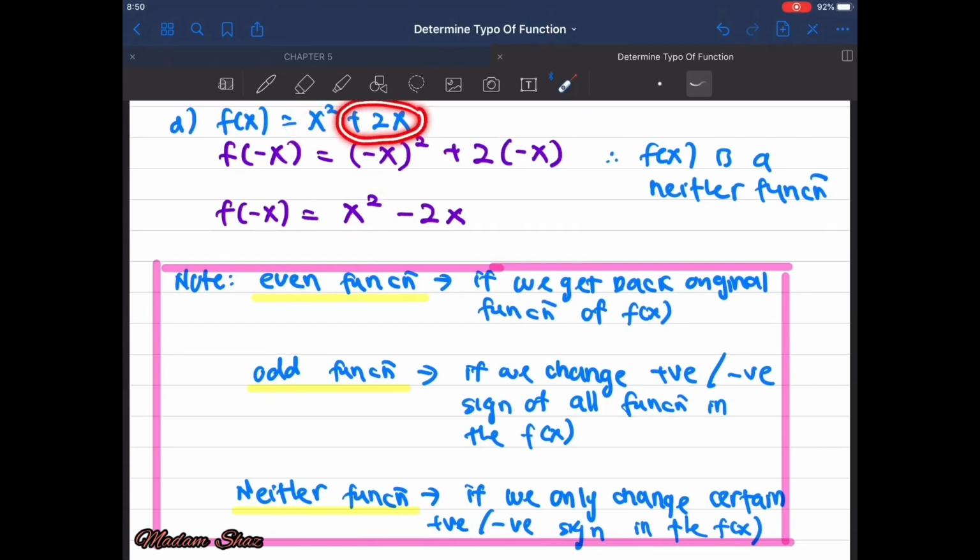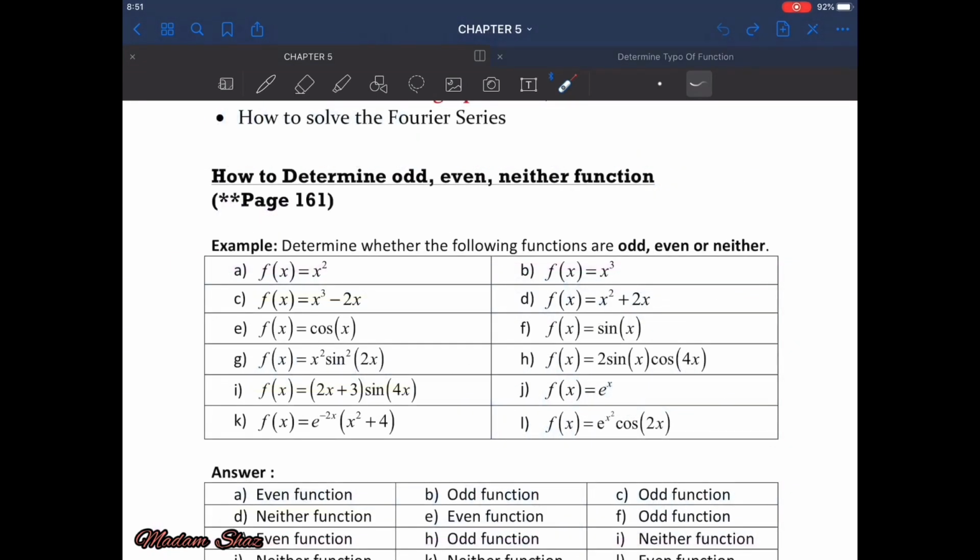But for the positive 2x, it becomes negative 2x. So that's why it only changes a certain sign of the original f(x). Therefore, f(x) is a neither function. For the next example, f(x) is equal to cos of x.